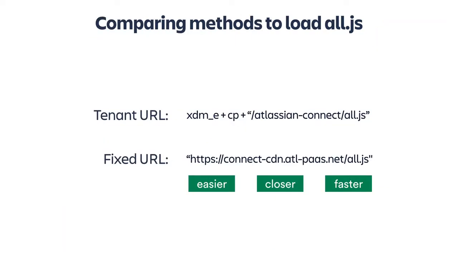Let's compare the methods for identifying the location of all.js. The fixed URL has a few advantages. It's easier to code because it allows a static script tag to be added into the page rather than dynamically generating one. The fixed location is hosted by a CDN, which means it will be physically closer to the browser and there'll be less latency. Being CDN hosted also means faster SSL and DNS resolution.